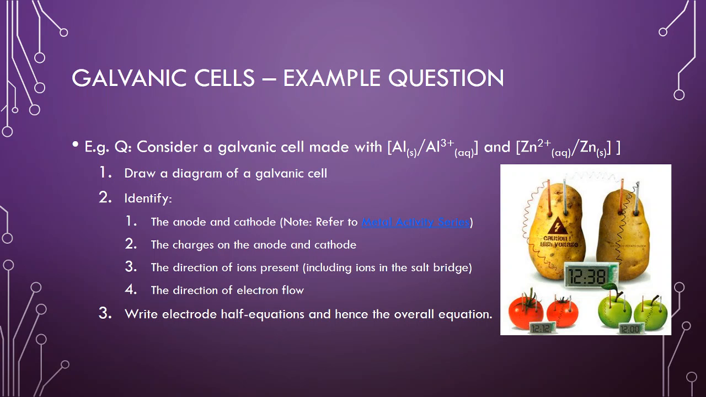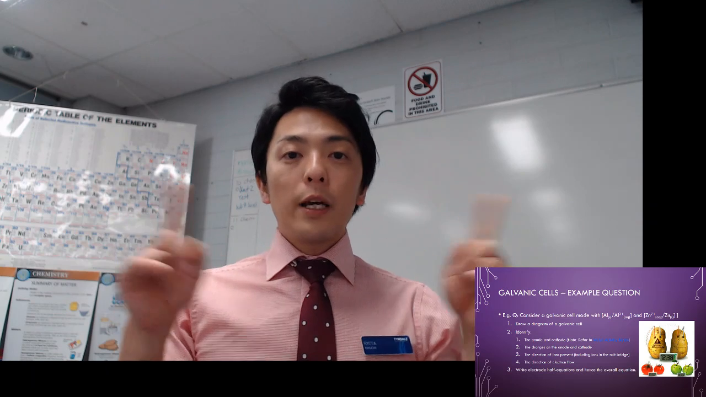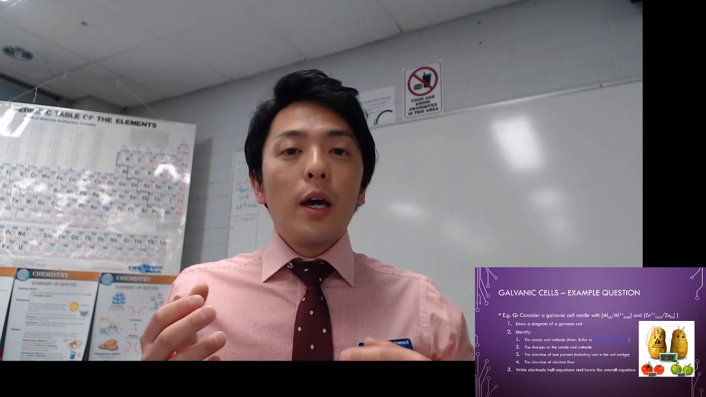Now, this is an example which I'll cover in the next video. So what you need to be able to do is to draw and explain in terms of which way electrons go, what ions would be consumed, or what metal is being consumed, and what half equation can be written, as well as the overall, as usual.